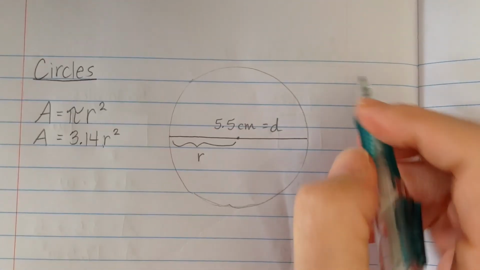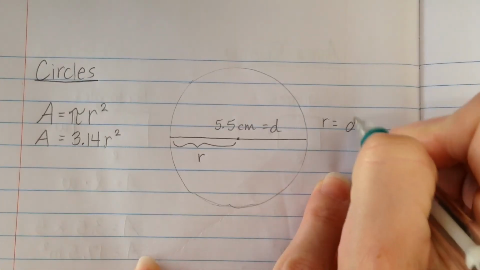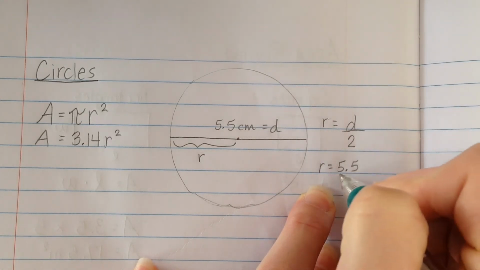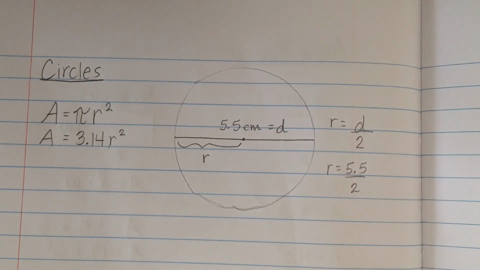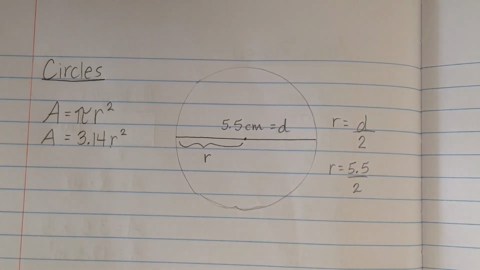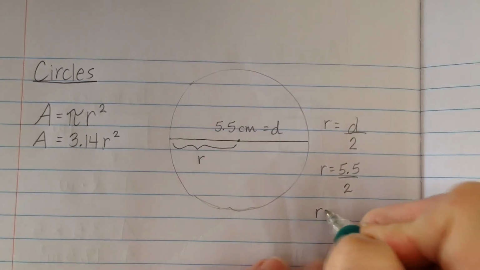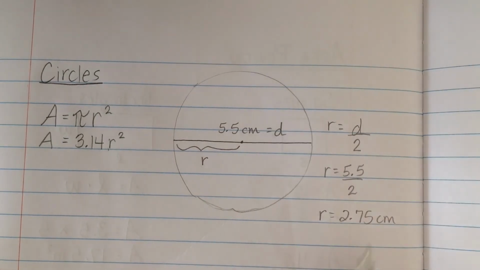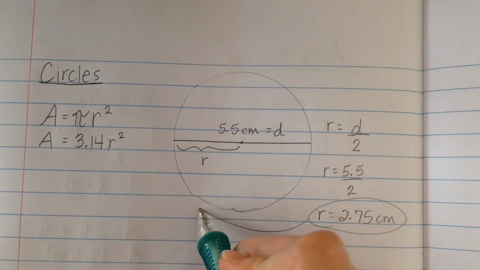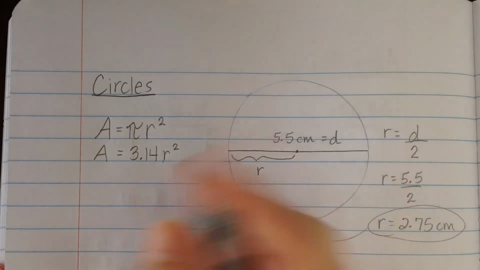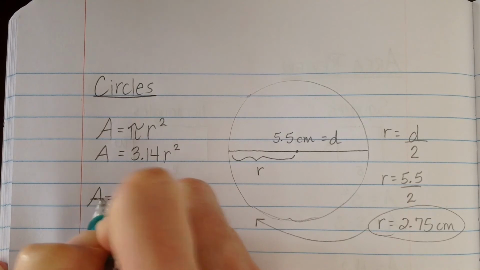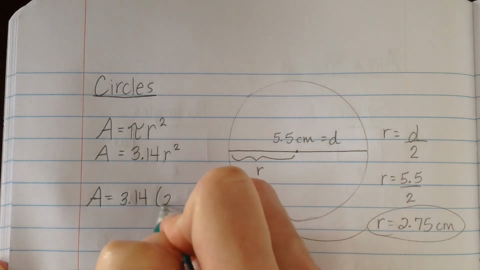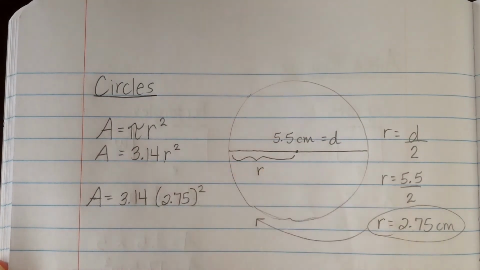So the radius, I'll do this over here, radius is equal to the diameter divided by 2. And in this case, the diameter is 5 5/10. So I will just 5 5/10 divided by 2 equals 2.75. 2 75 centimeters. So now I'm going to take this number and I'm going to plug that up into my formula over here. All right. So the area of a circle is equal to 3.14 times the radius, which is 2.75 squared.